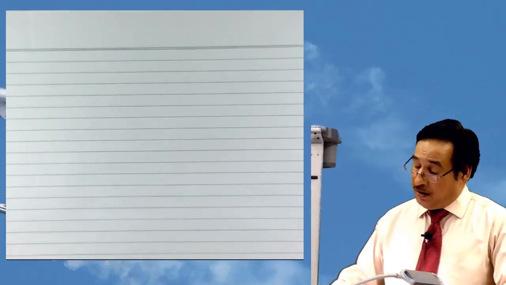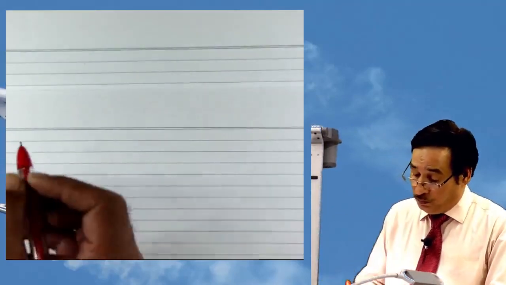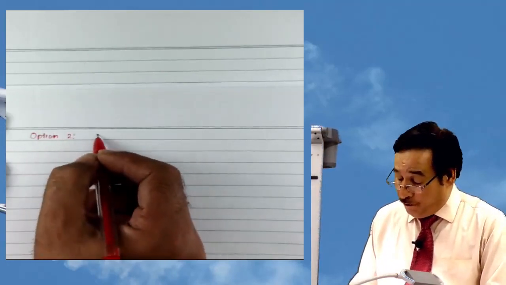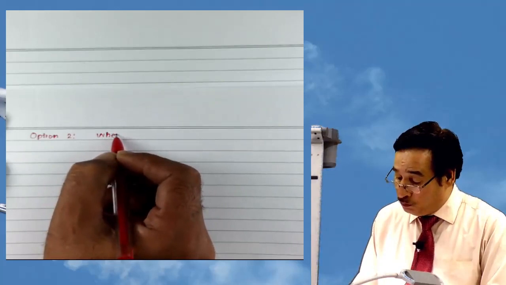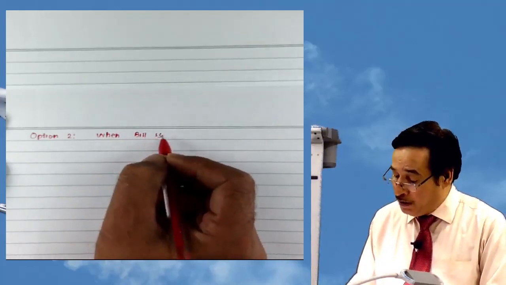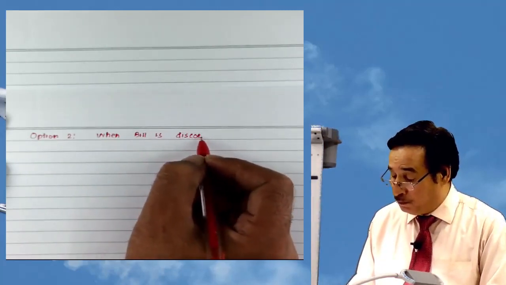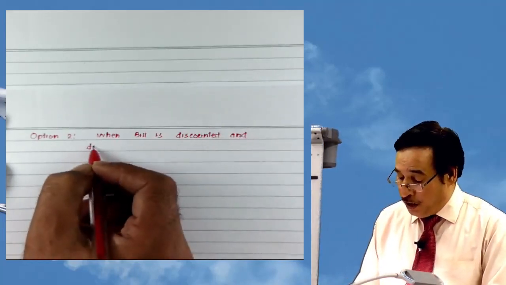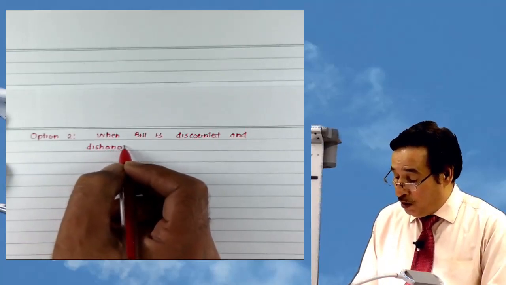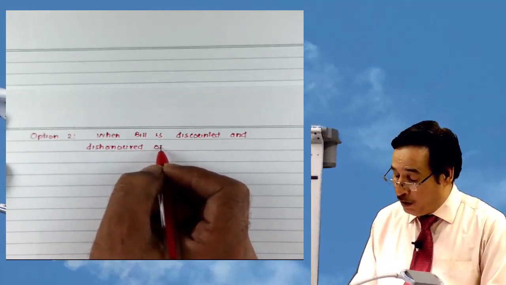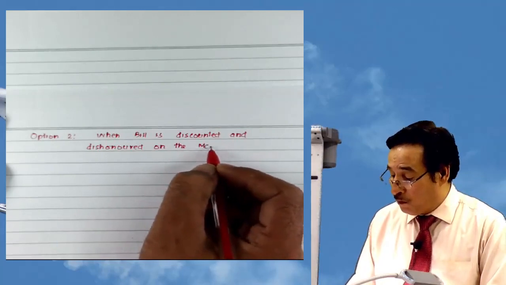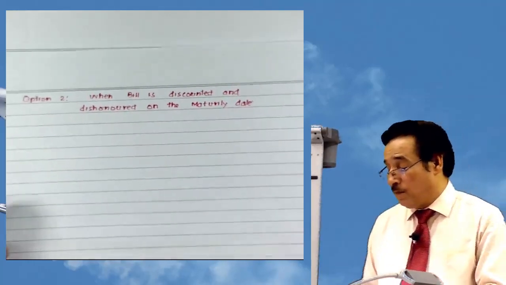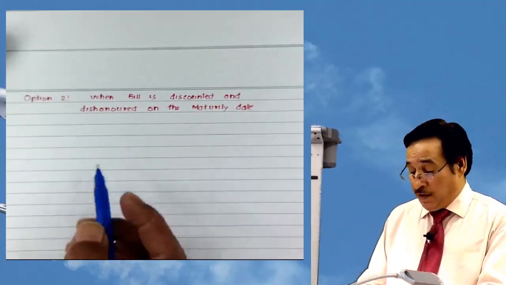Now suppose the bill is discounted. Option 2 now we are picking up. When the bill is discounted and dishonored on the maturity date. Correct. To understand this, let us write an example.